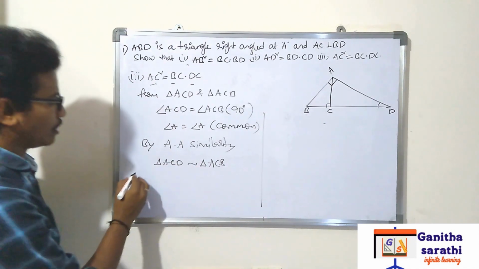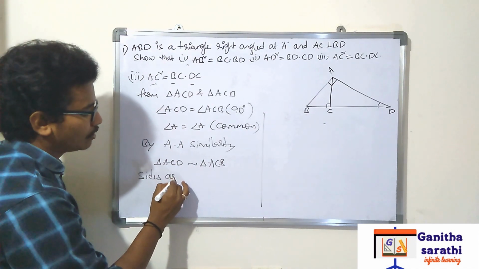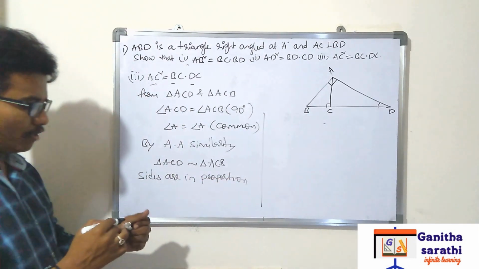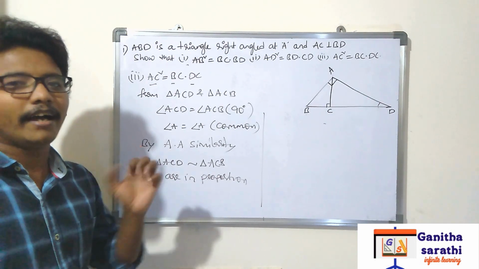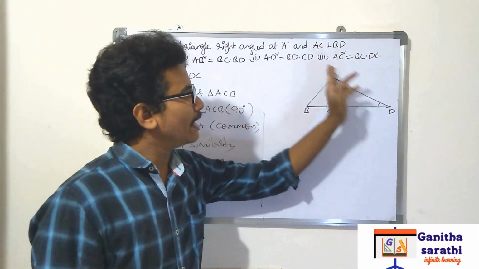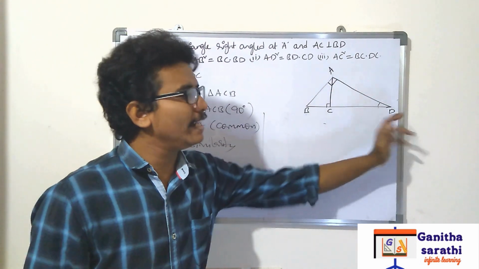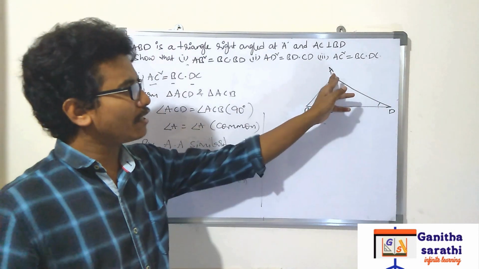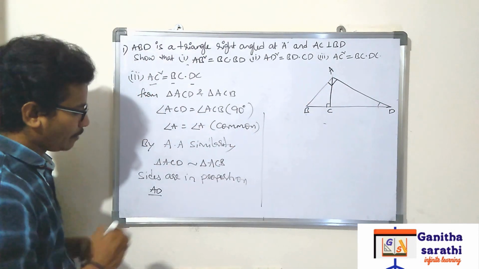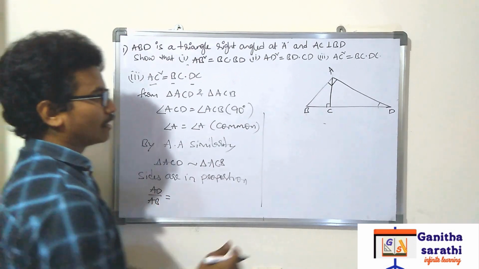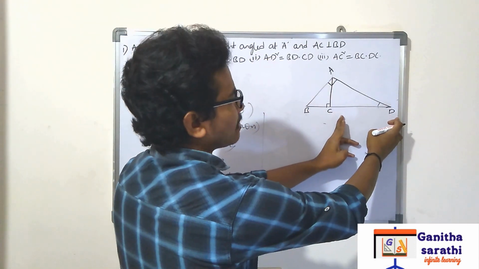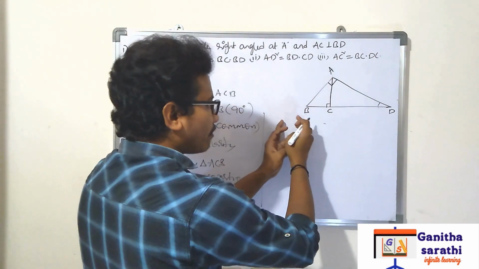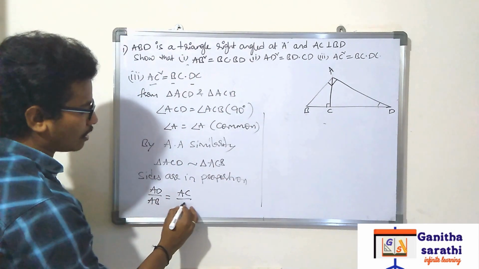Again, sides will be in proportion. What are the sides which are in proportion? First, take the hypotenuse. In this triangle, ACD, what is the hypotenuse? AD is the hypotenuse. In this triangle, what is the hypotenuse? AB is the hypotenuse. Next, in triangle ACD, what is the shortest side? AC is the shortest side. In ACB triangle, what is the shortest side? BC is the shortest side.